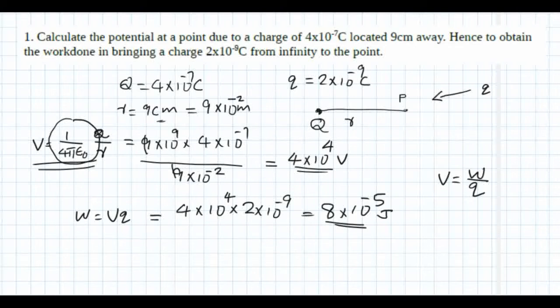Then we have to find what is the work done to bring another charge. So the charge we are bringing is small q, right? And this we are bringing from infinity, right? So when we bring this charge q from infinity, there is a work done. And what is that work done? That work done is equal to potential into the charge that you are bringing. So potential at the point P into the charge q will give the work done, which is equal to 8 into 10 raised to minus 5 joule.